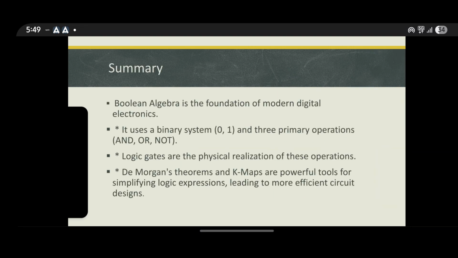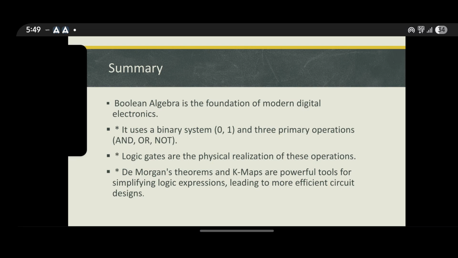So we learned about De Morgan's theorem and K-maps as powerful tools. We have already discussed this. These are very powerful tools for physical realization and operations. That is all for today. Thank you guys.